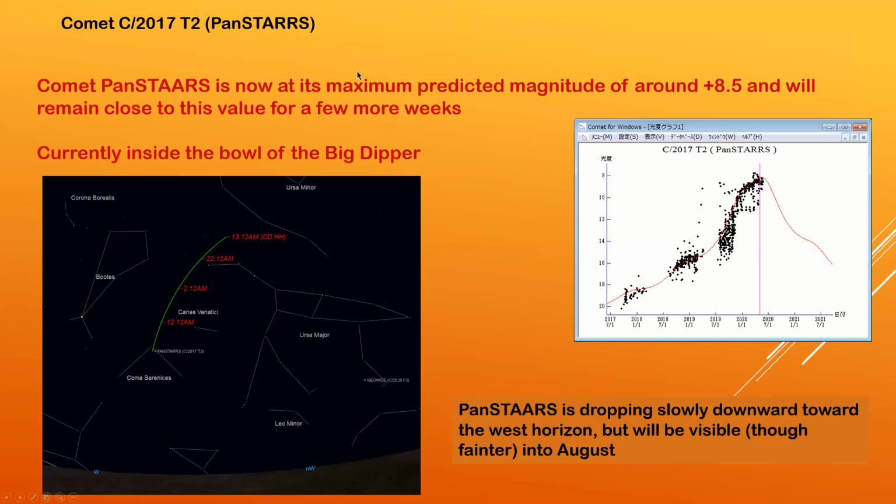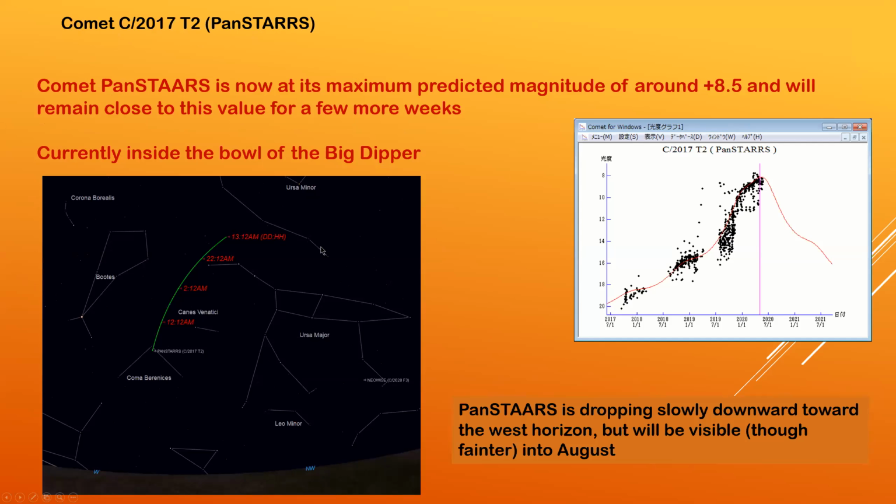We haven't got much in the way of comets in spite of the promise of the last few days, and Old Faithful Pan-STARRS is still hanging in there at +8. You can see that in the graph here. It's more or less at its peak.